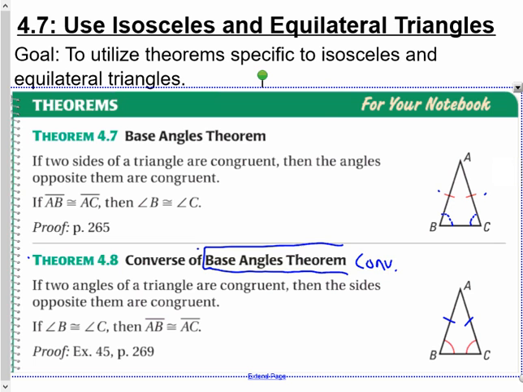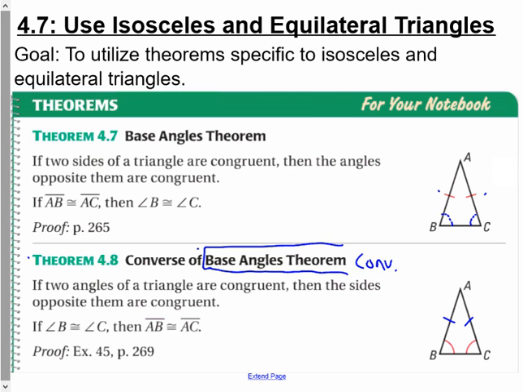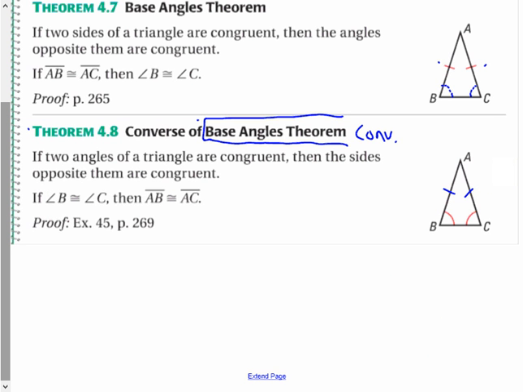Now the converse is equally true. The converse uses base angles being congruent, right? Angle B and angle C congruent. Given that, we then know AB and AC, the sides opposite of those angles, are equal. And so now, if we have two angles congruent, we know that triangle is isosceles.